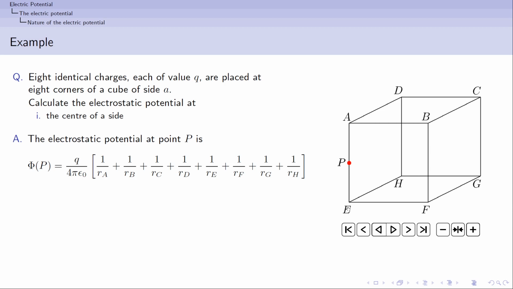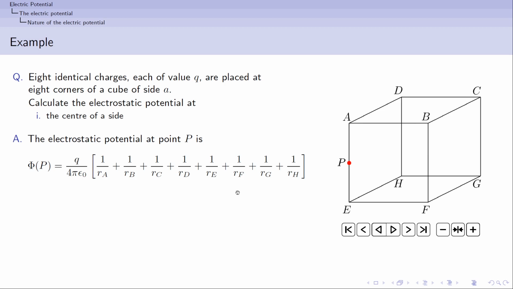According to the superposition principle, I need to find the potential due to each and every one of these points, so we will have a total of 8 terms. For instance, the electrostatic potential due to this charge at position A will be 1 by 4 pi epsilon naught, q by Ra, and Ra is this distance. The electrostatic potential due to point B will be 1 by 4 pi epsilon naught, q by this distance, which I am calling Rb, and so on for each and every point.